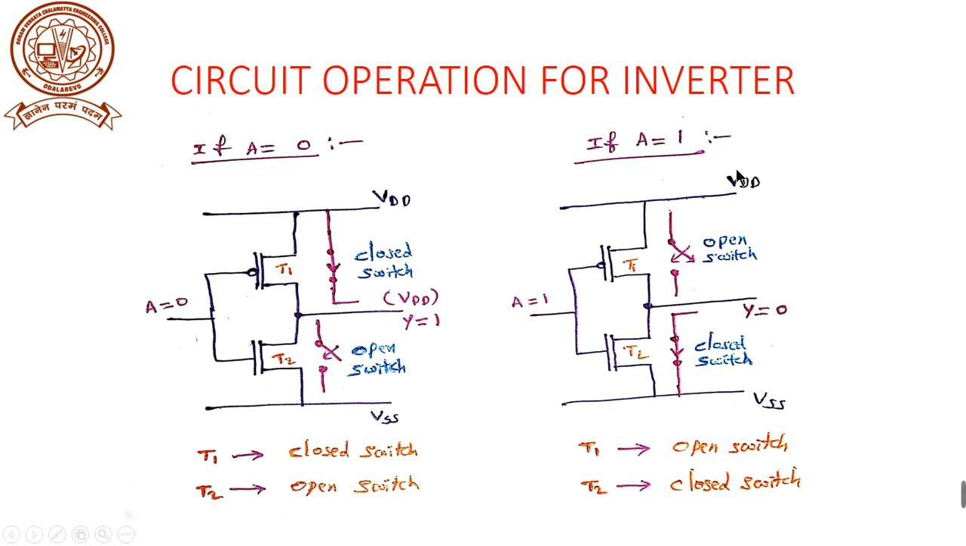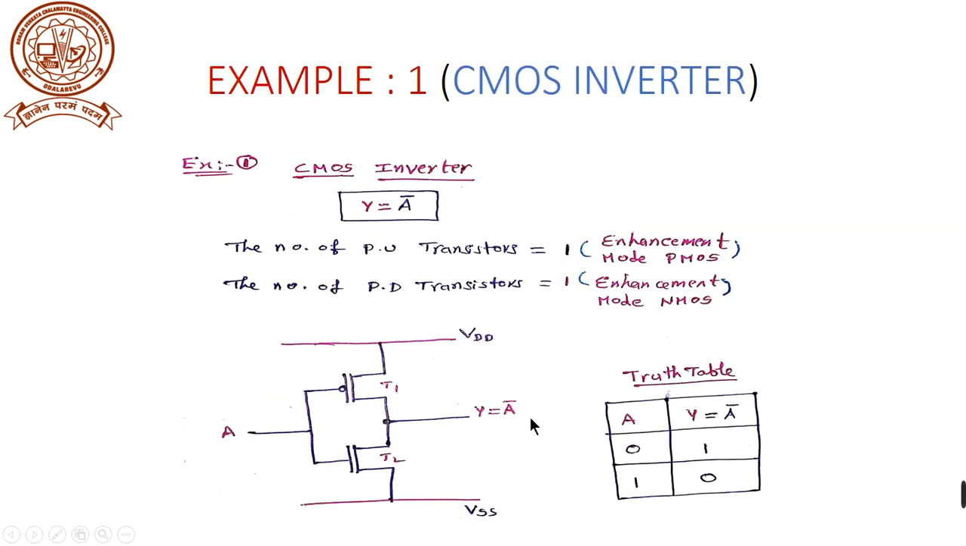Coming to the second condition, the input A is equal to 1. The 1 is common to both transistors T1 and T2. For input 1, the PMOS transistor is in the off state, so it acts as an open switch, and there is no current flow there. For the pull down transistor, which is an NMOS transistor, the logic 1 input makes it act as an on switch, a closed switch, so the output is connected to ground. That means the output is 0. As per the truth table, we have satisfied both conditions: input A equal to 0 gives output 1, and input 1 gives output 0.